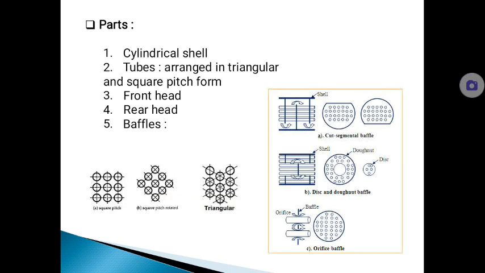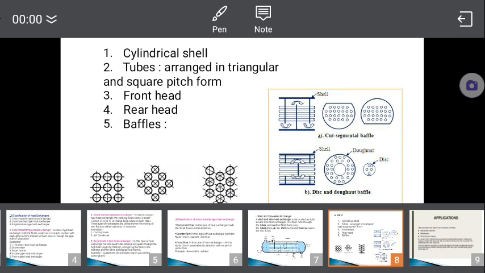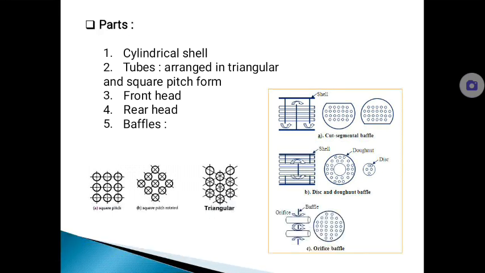Now, these tubes are long, up to a maximum of 3 meters in length, from 0.5 meter to 3 meters. Then these tubes are arranged in two forms. One is the triangular form and another is the square type form. Now which one is beneficial, the triangular or the square pitch?